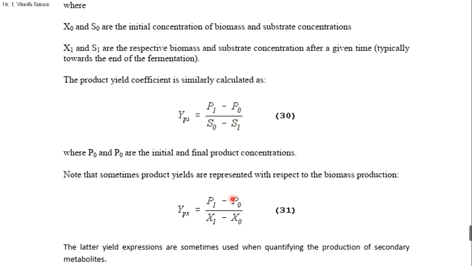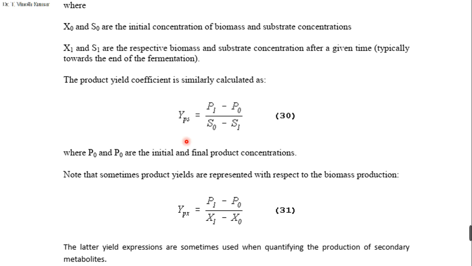Note that sometimes the product yields are represented with respect to the biomass production. The product yield and the biomass yield both together, you have to mention as Y_PX, not Y_PS. This is called the relationship between the product and the biomass. P is the product and X is the biomass, and P1 minus P0 divided by X1 minus X0 is called the yield coefficient Y_Px, related to both the product and the biomass.